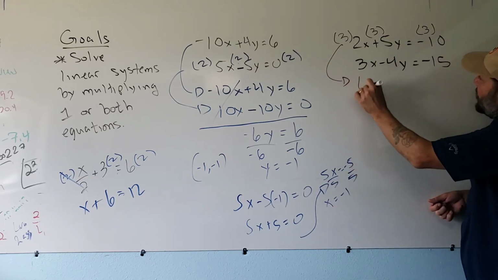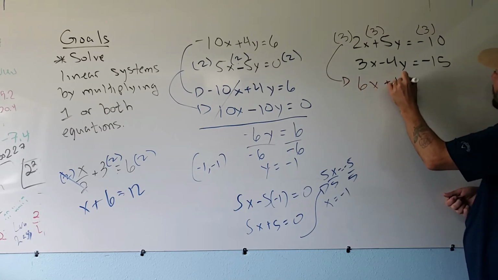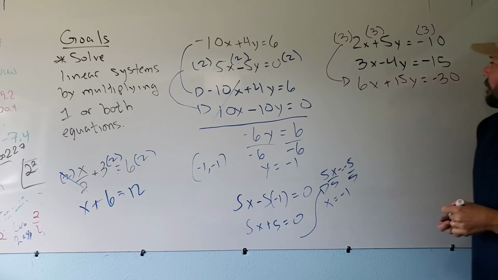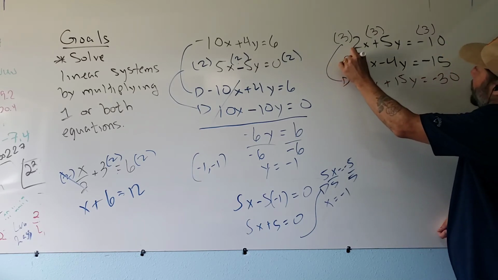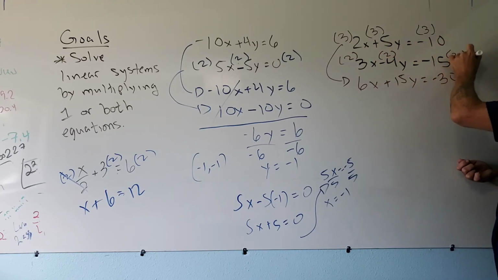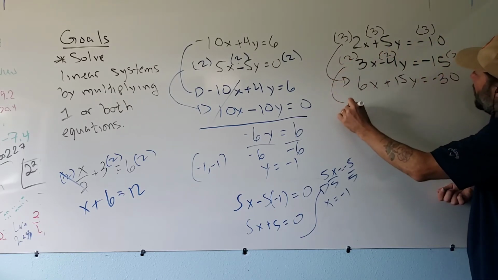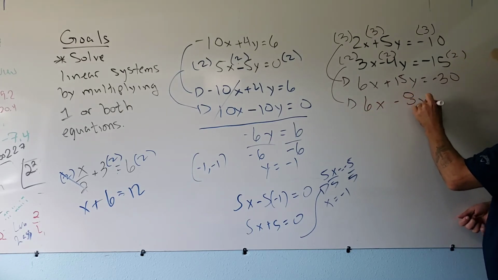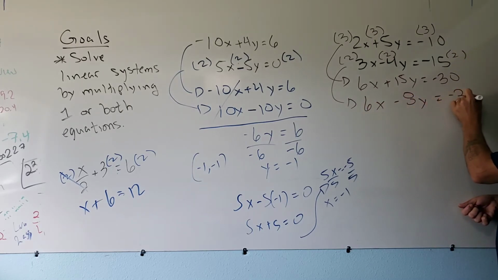So now we have 6x plus 15y, and that's equal to -30. I'm going to multiply now my second equation by 2, 2, 2, and 2. So now this is going to become 6x minus 8y is equal to, again, -30.